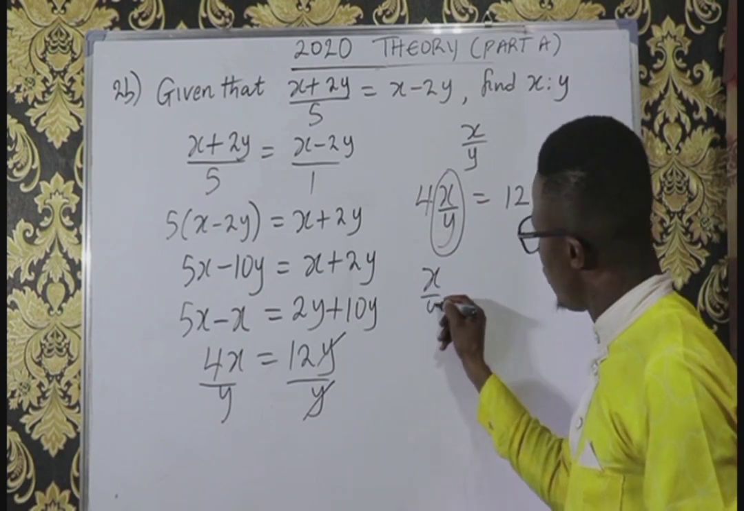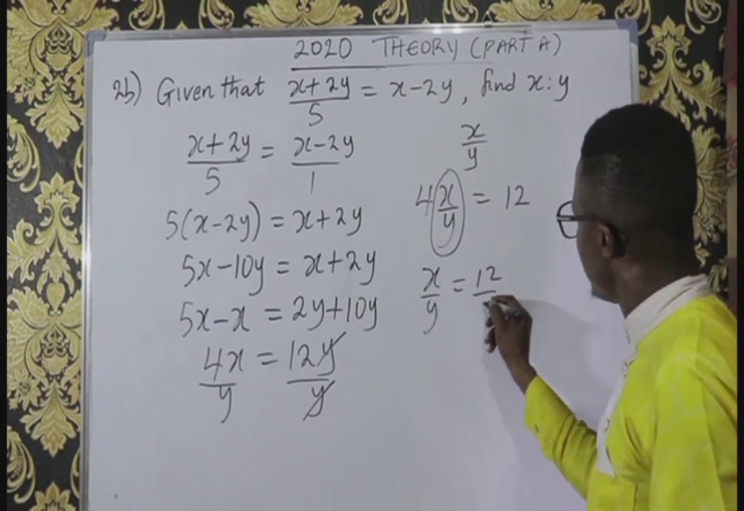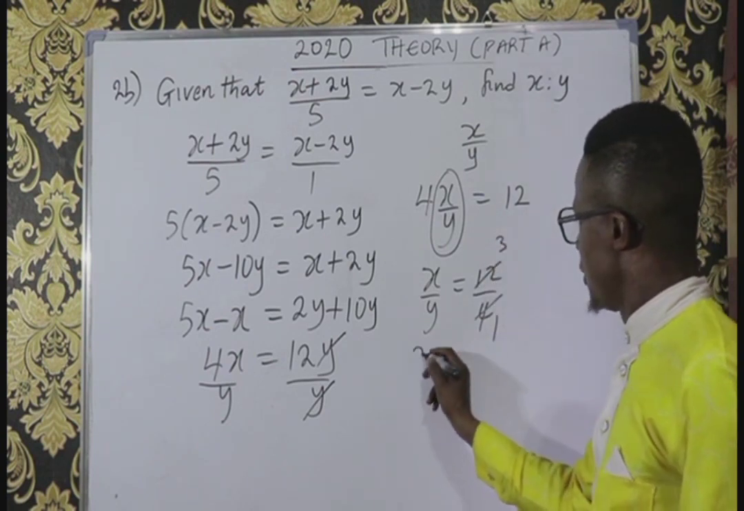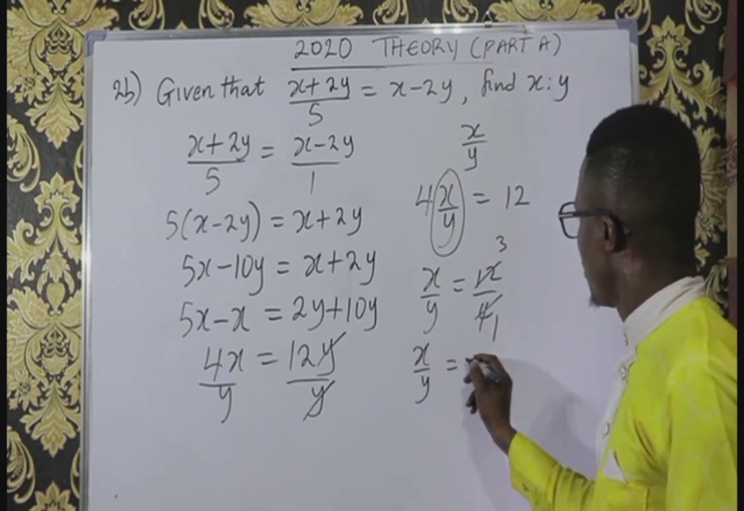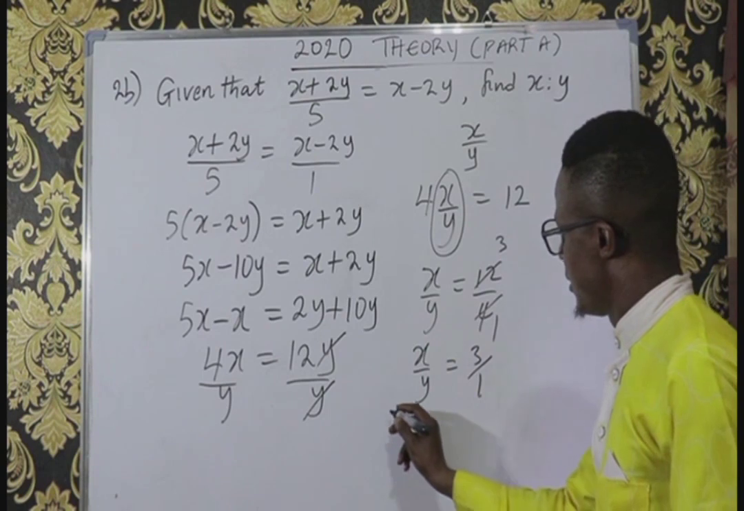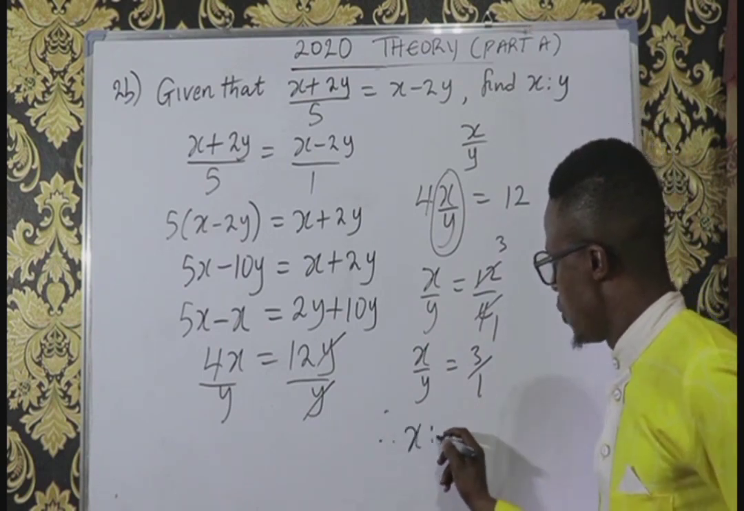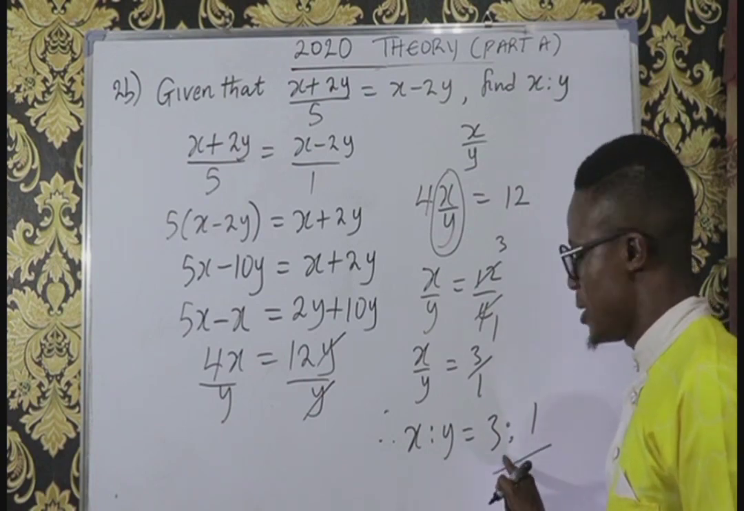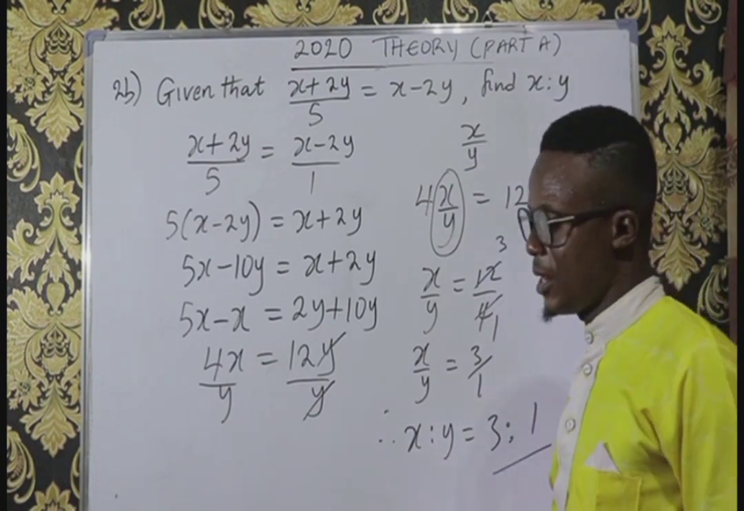So x over y is now 12 over 4. 4 here is 1, 4 here is 3. So x over y is equal to 3 over 1. Therefore, x is to y will now be 3 is to 1. That is the answer, 3 is to 1. So let's take another question.